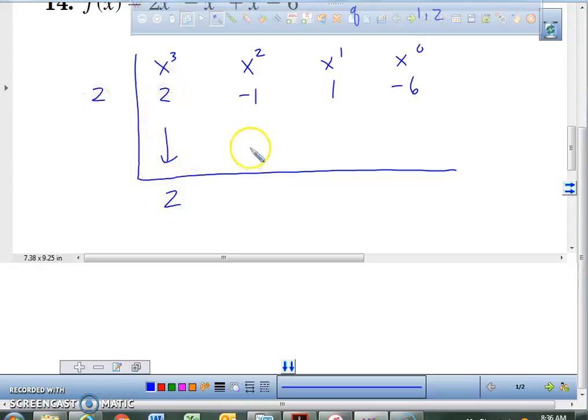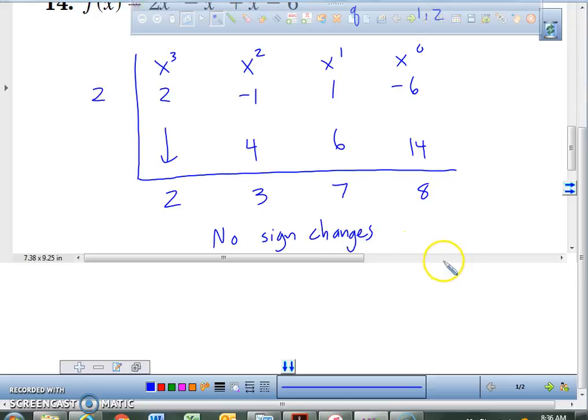Bringing down the 2. 2 times 2 is 4. Add them together, you get a 3. 2 times 3 is 6. Add these together, get a 7. 2 times 7 is 14, and you get an 8. Now, understand, all these numbers right here, were there any sign changes whatsoever? There are no sign changes. Okay? So being that there's no sign changes, that lets you know that you have an upper boundary.